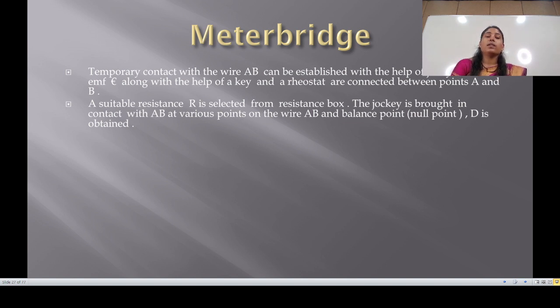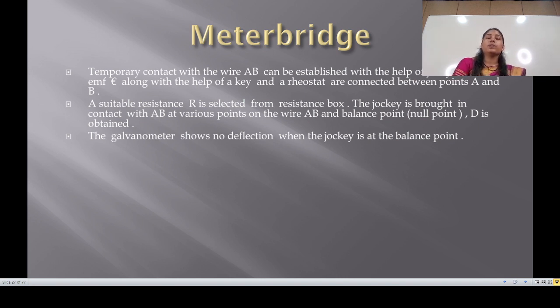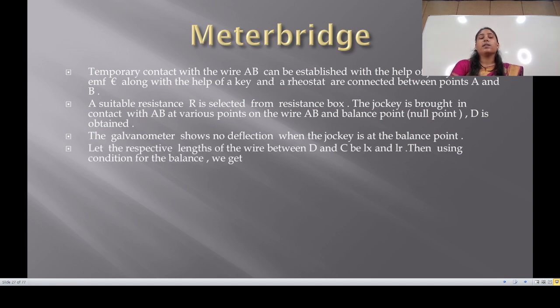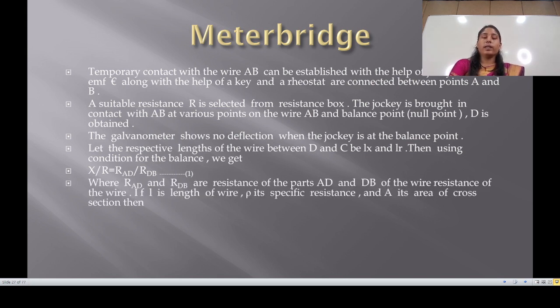The jockey is brought in contact with AB at various points on the wire, and the balance point, the null point D, is obtained. The galvanometer shows no deflection when the jockey is at the balance point. Let the respective lengths of the wire between A and D and between D and B be Lx and Lr. Then using the condition for balance we get X divided by R is equal to RAD divided by RDB, equation number 1, where RAD and RDB are the resistances of the parts AD and DB of the wire.